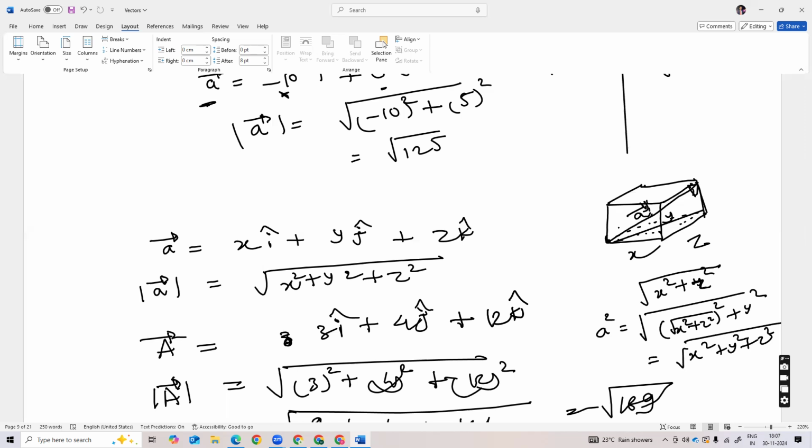First for this bottom triangle, which is in the bottommost plane of this cuboid, and then for this triangle. So by applying this Pythagoras theorem two times, you can arrive at the conclusion that the magnitude of a is basically the square root of x square plus y square plus z square.